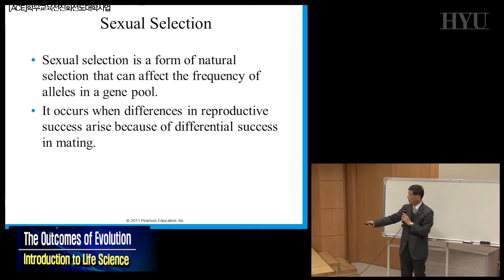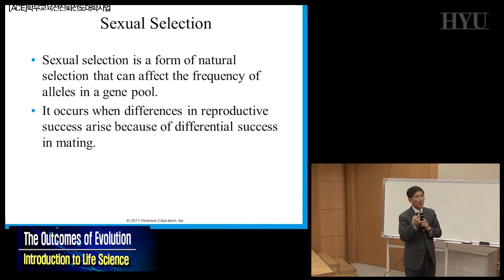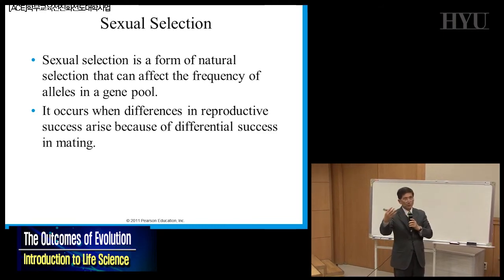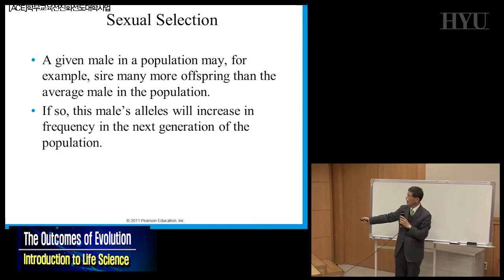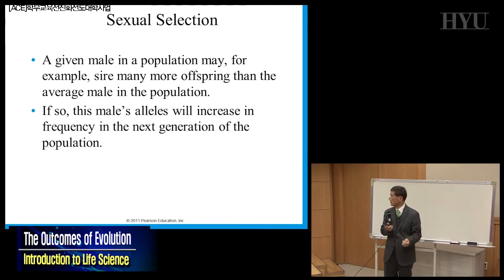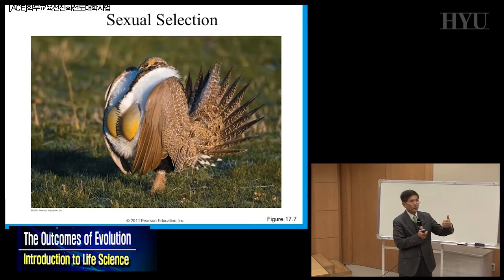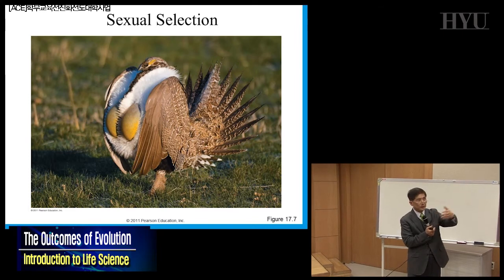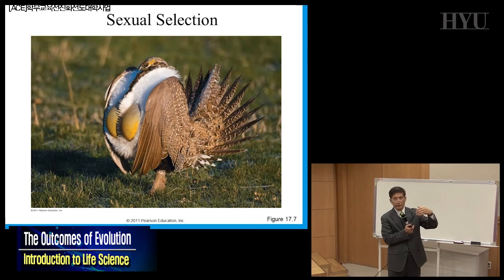Sexual selection occurs when differences in reproductive success arise because of differential success in mating. In order to reproduce more, you have to mate with more partners. A given male in a population may, for example, sire many more offspring than the average male in the population. If so, this male's allele will increase in frequency in the next generation of the population. That's sexual selection. So who selects? Usually the female selects the male, or if there is a dominant male that mates with all the females, they usually fight each other, and the winner gets all the females.